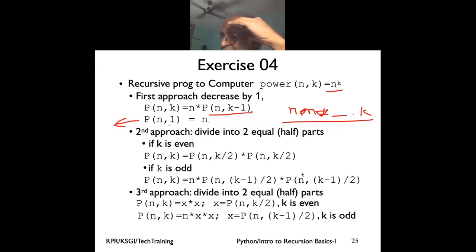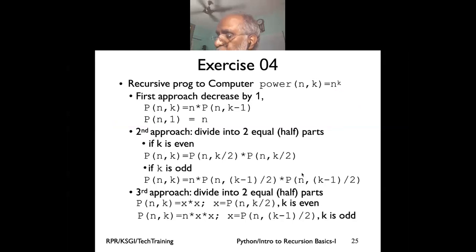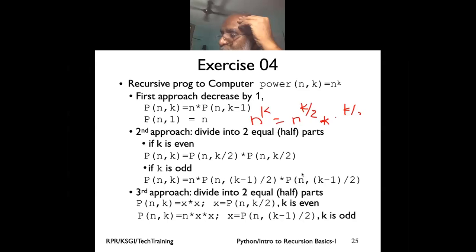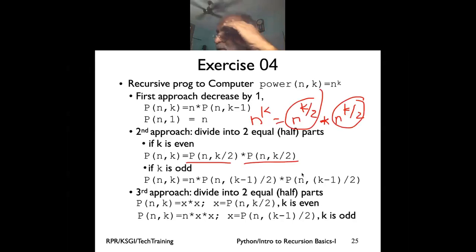The other way: remember, n power k is equal to n power k by 2 times n power k by 2. So I can make a problem of half the size, multiply them, and you'll get the answer. But this works when k is even. If k is odd, then you do n power k minus 1 by 2, twice, times n. Using recursion, you can solve n power k.